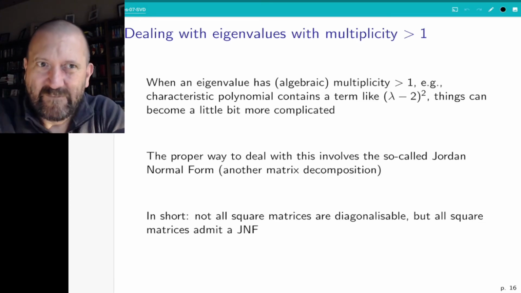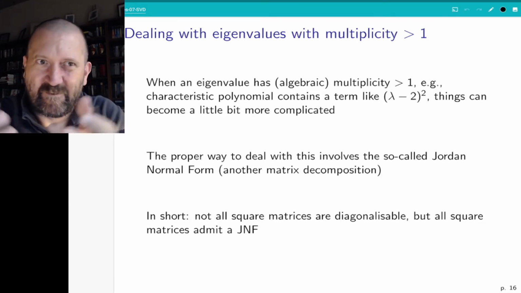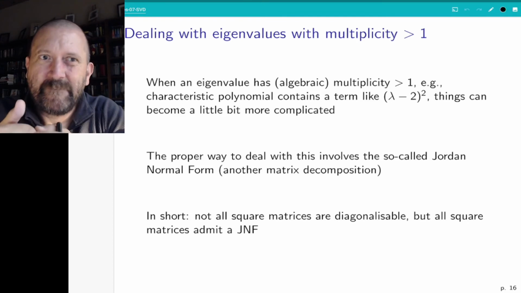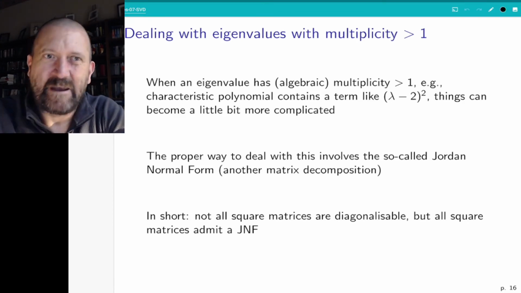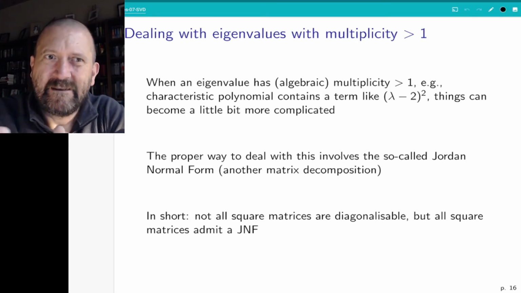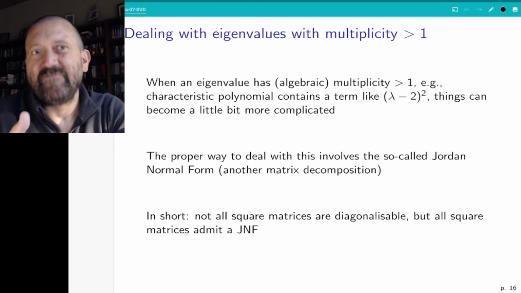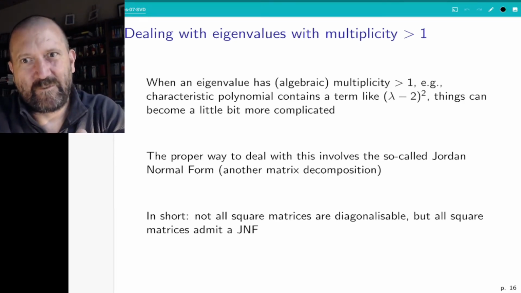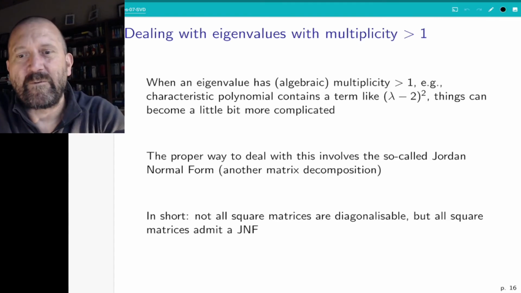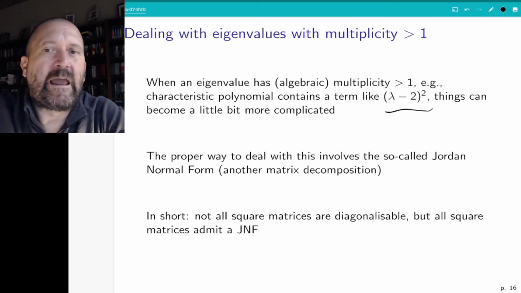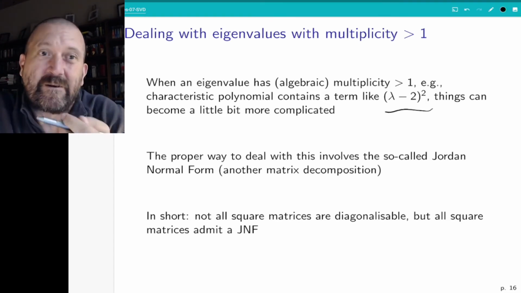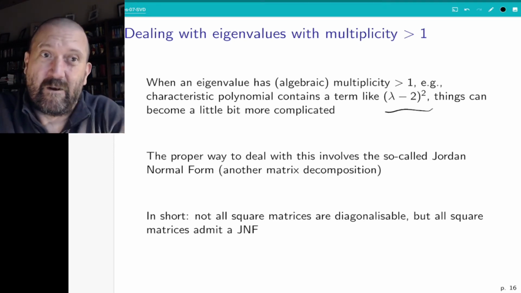You have this p of lambda that is a polynomial with the same degree as the order of your matrix. So if I have an n by n matrix, my p of lambda is a polynomial of degree n, and I find the eigenvalues as the roots of this polynomial. So if in this polynomial, for example, I have a term like lambda minus 2 squared, I know that lambda equals 2 is going to be an eigenvalue, a root of the characteristic polynomial.